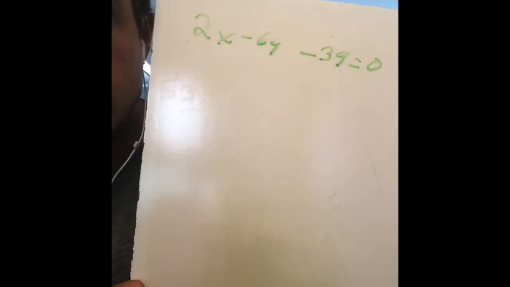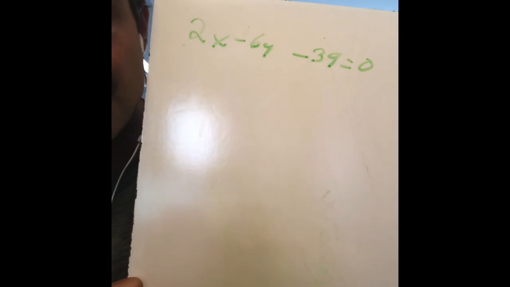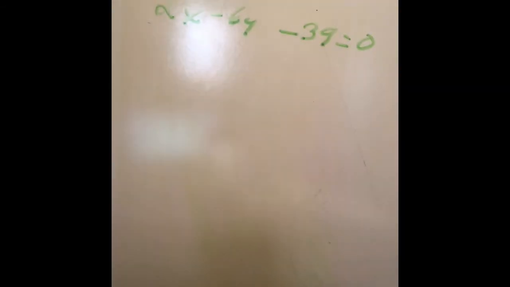Okay, one more example that's similar. We've got 2x minus 6y minus 39 equals 0. Now this isn't in slope y-intercept form, and this isn't even in standard form. We don't know what form this is, but we can certainly adjust it, using algebra, move things around to make it look like standard form.